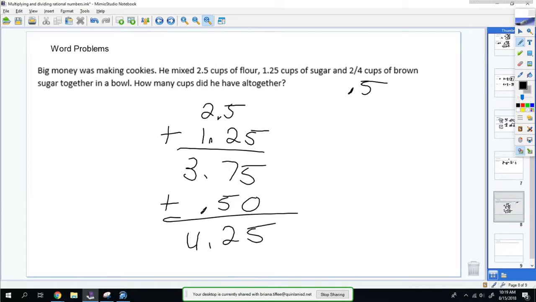So that one was a trick one because it doesn't have to do with multiplying and dividing. I just wanted to see if you can read the word problem.